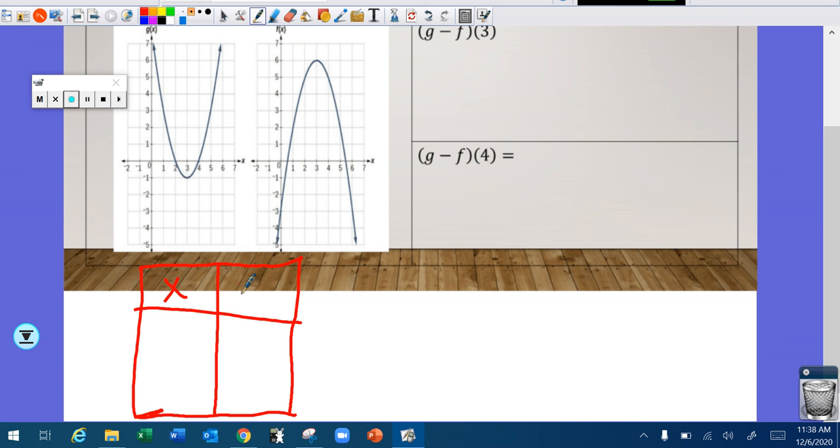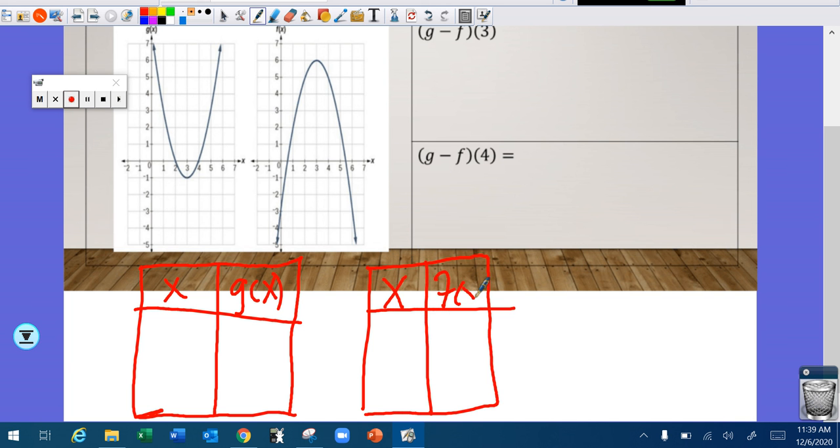And these functions are called g of x. And the other one is called f of x. That's what the second one is called. That's this one. And I got it just from what the y-axis was named.